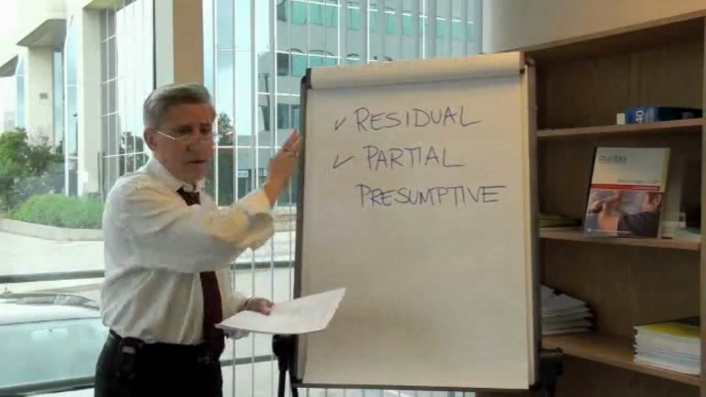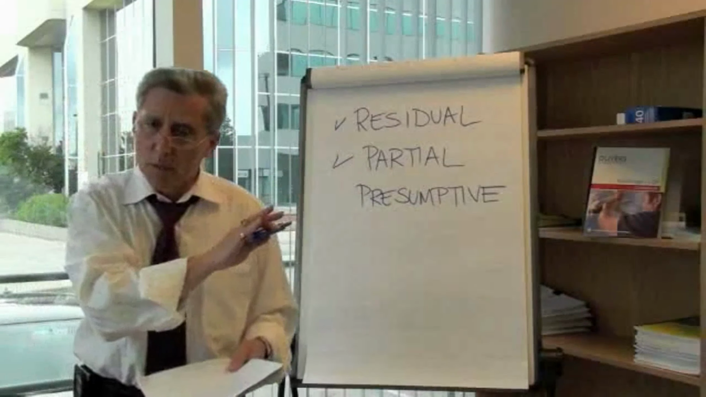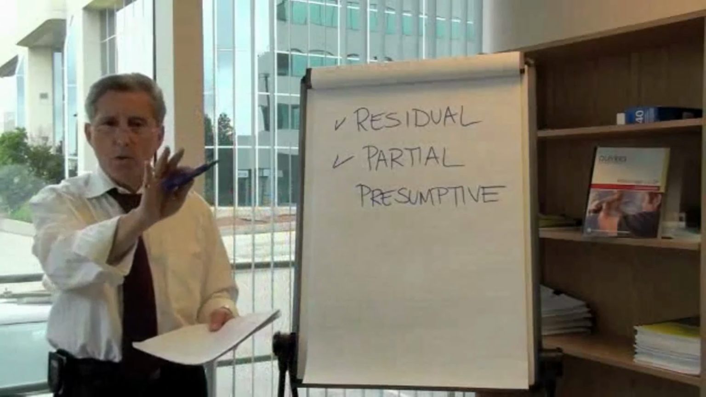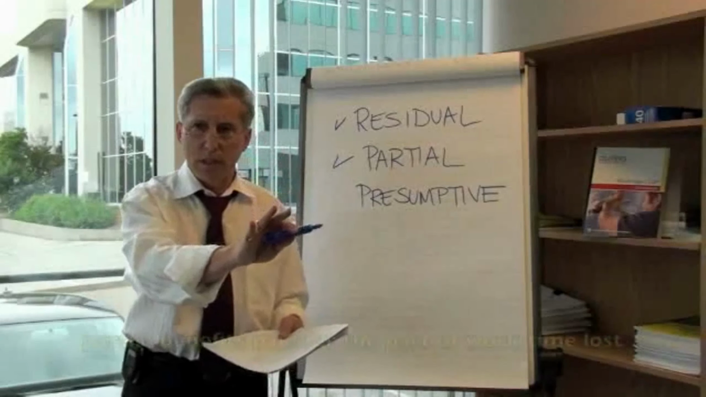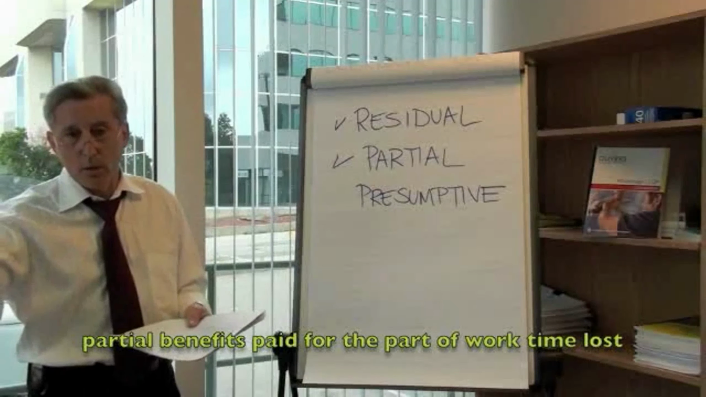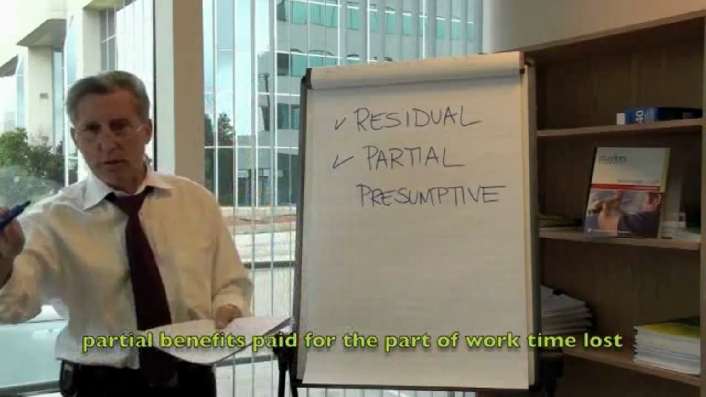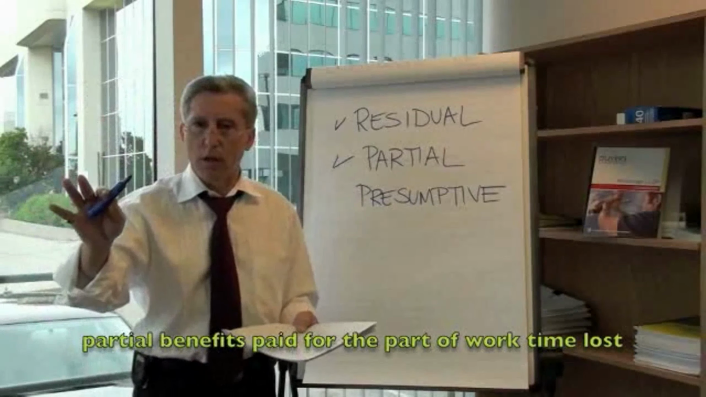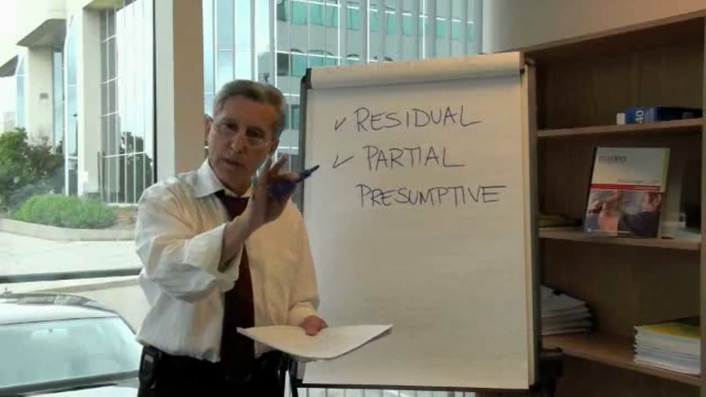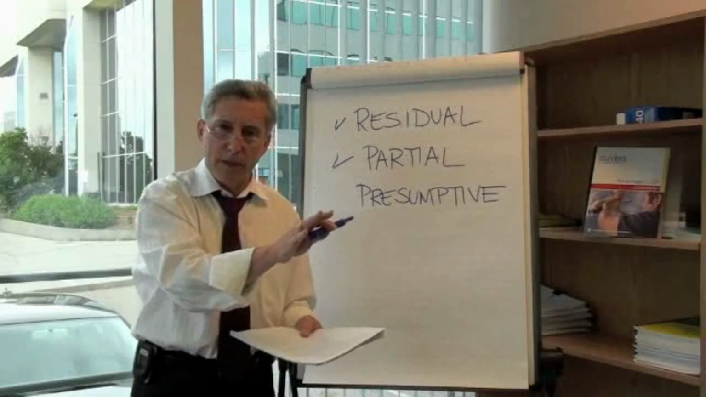Partial disability, very, very similar to residual, except here what we're asking is, how many hours were you working before you became disabled? How many hours are you working now? So once again, if you were working 60 hours before, and now you're only working 30 hours, you still have a 50% loss, so therefore they will continue to pay you 50% of that particular benefit.